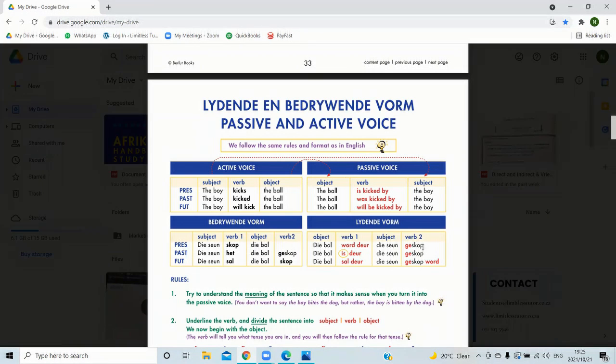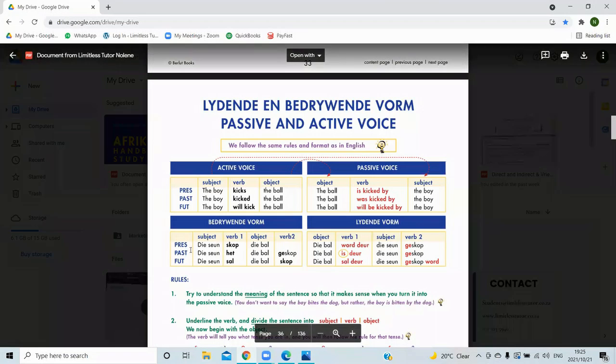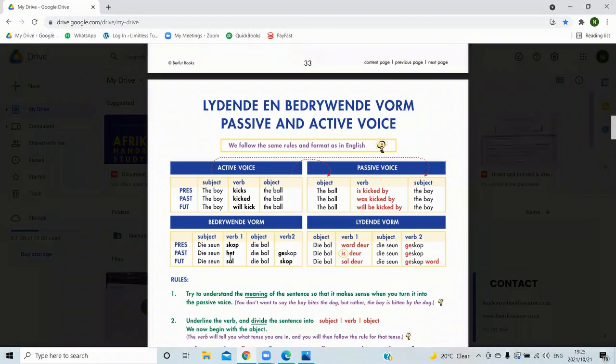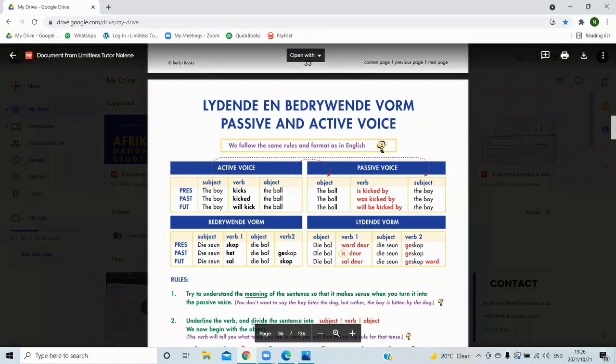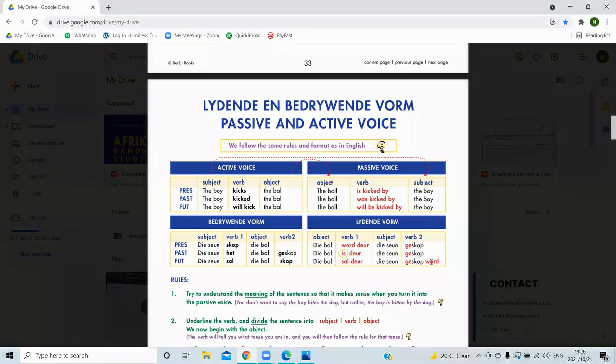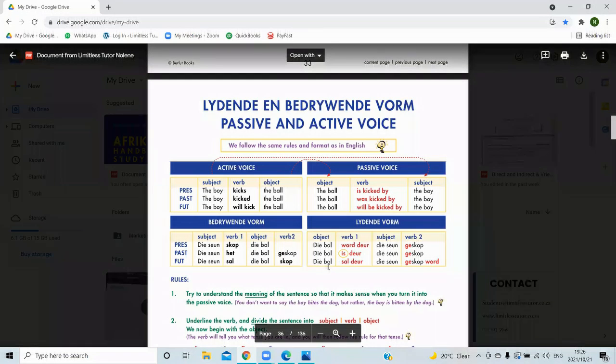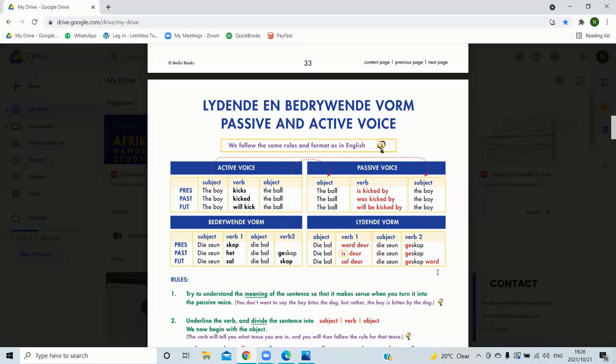Okay, and manner would also go in there. And I'll just do this one as well in case. Die seun het die bal gister geskop. Or actually, die seun het gister die bal geskop. Die bal is gister deur die seun geskop. And this one would be die bal sal môre deur die seun geskop word.